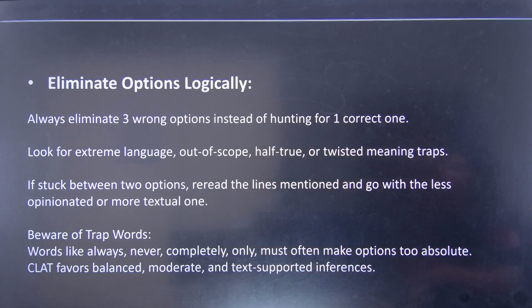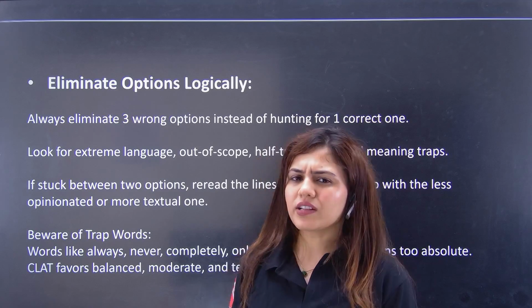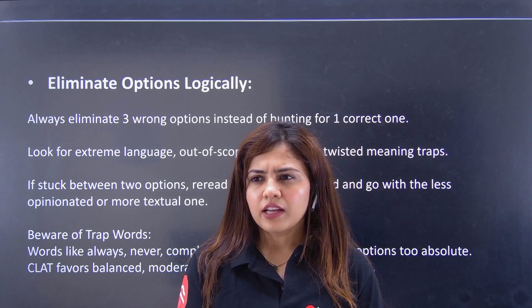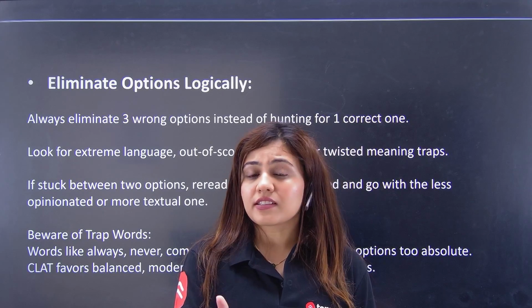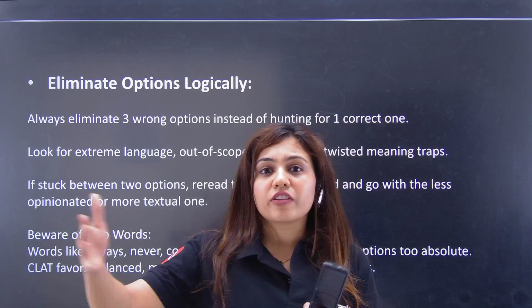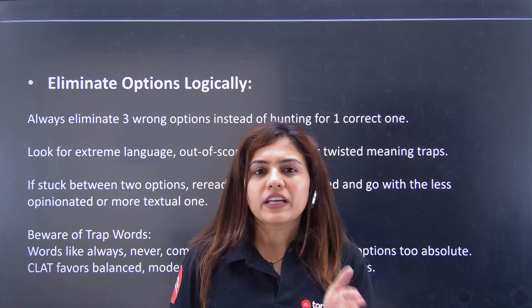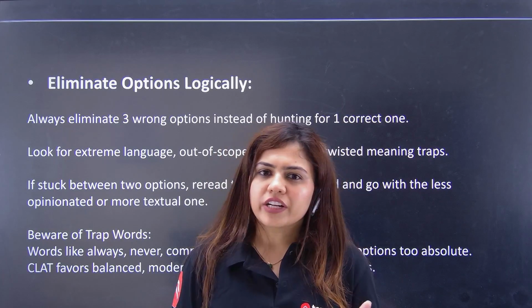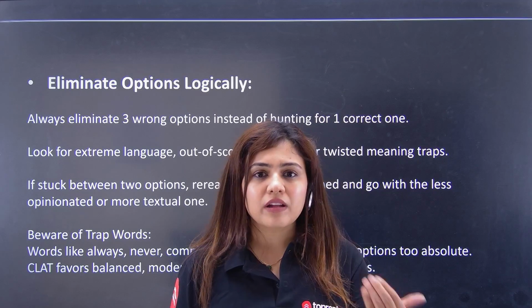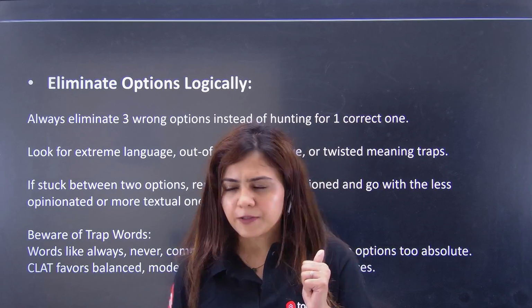Then, moving to this: if you're stuck between two options, reread the lines mentioned and go with the less opinionated or more textual one. What does that mean? Wherever you see somebody's opinion being asserted, that means it is something which is taking you away from your right answer. Because opinionated means it is one person's opinion, whereas when we are trying to figure out the answers, it has to be relevant to the context, right?